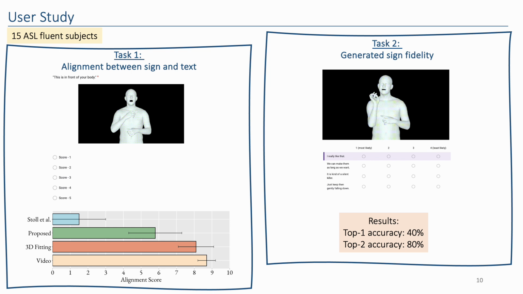Although evaluation metrics can provide insights into a model's performance, the most critical benchmark lies in the perceptual evaluation from deaf and hard of hearing individuals. We assess the realism of the generated signs by designing a user study where 15 ASL fluent subjects evaluated the generated signs. We divided the perceptual study into two parts to determine first how aligned the generated signs are with respect to the text transcripts, and second, the fidelity and readability of the proposed generations.